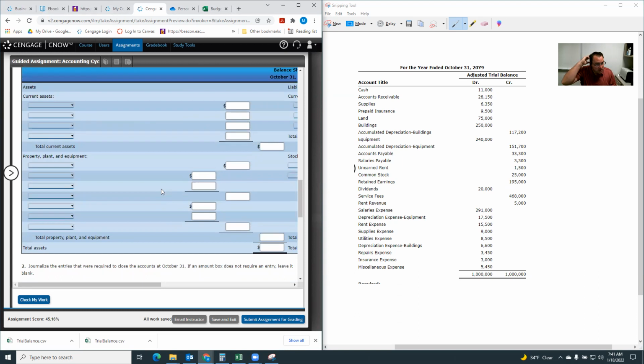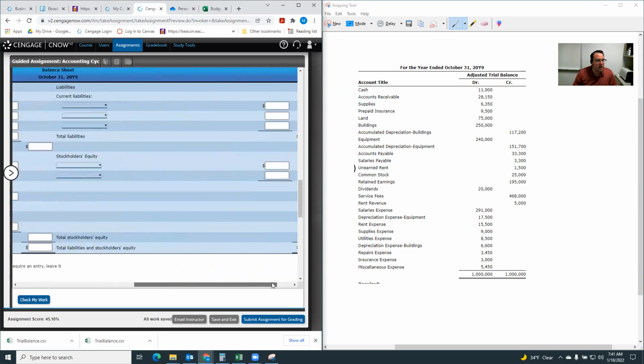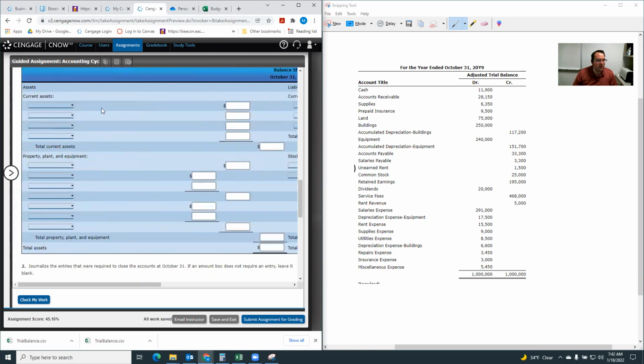Okay, on to the balance sheet. Remember, the balance sheet is listed as assets and then liabilities and stockholders' equity on the other side. So we'll start with the asset side and the current assets. And again, that's the order they're listed in on here. So our current assets are cash, accounts receivable, supplies, and prepaid insurance. Remember, current assets are those assets which are cash or which we think will be either converted into cash or used up within the next year. Again, just taking the numbers right off of the trial balance. And then we'll add them up. And those add up to 11, 28, 150, 6350, and 9,500, 55,000. That's our total current assets.